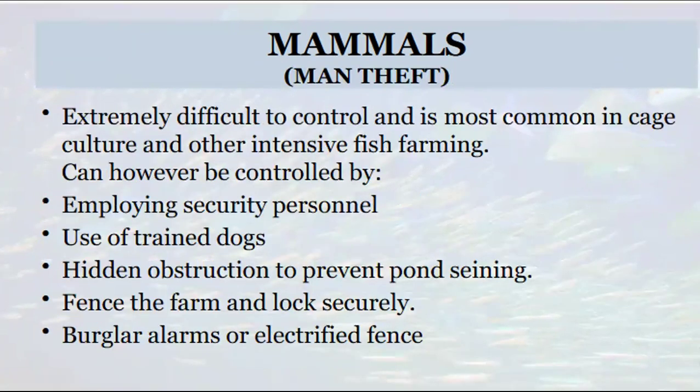So the most familiar enemy for the fish is man, and it is extremely difficult to control, and is most common in cage culture and other intensive fish farming. It is very difficult to control man, and man is the more dangerous organism for the fish. And employ security personnel, use trained dogs and hidden obstructions to prevent pond stealing, and fence the farm and lock it securely.